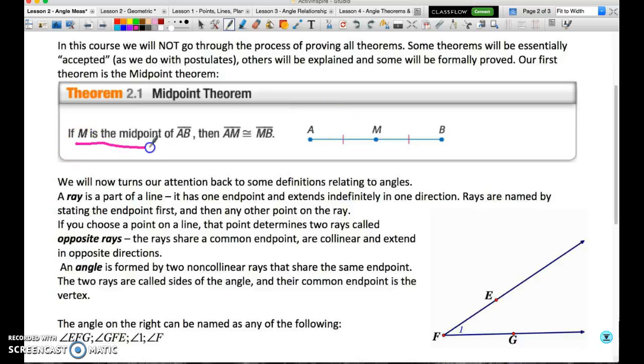Okay, and so if M is the midpoint of AB, so M is the point that lies halfway between A and B, then we have the theorem that says, therefore, segment AM must be congruent to segment MB, and in this case that means they are going to be equal in length.